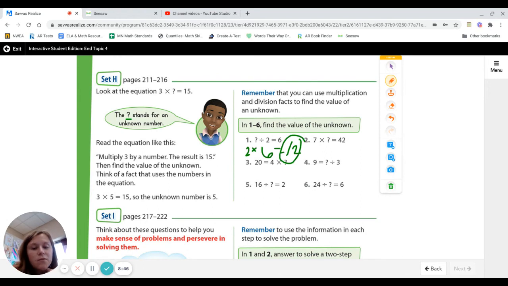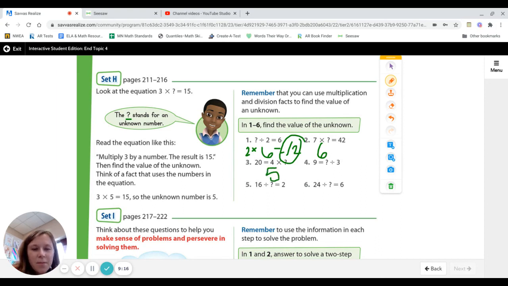7 times something is 42. I know 7 times 1 is 7, 7 times 2 is 14, 7 times 3 is 21, 7 times 4 is 28, 7 times 5 is 35, 7 times 6 is 42, so I know my question mark equals 6, or my unknown equals 6. 20 equals 4 times something. 4 times 1 is 4, 4 times 2 is 8, 4 times 3 is 12, 4 times 4 is 16, 4 times 5 is 20.